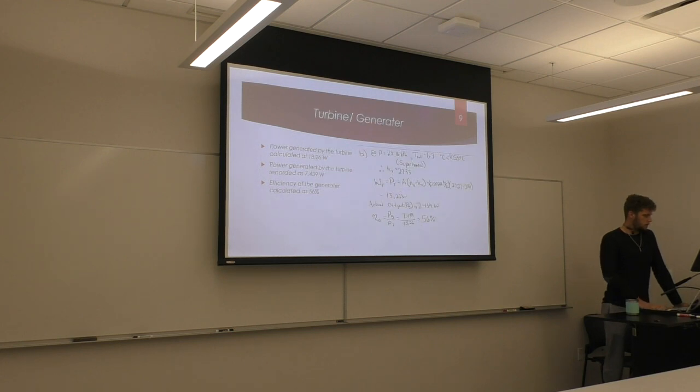For the turbine and generator, the power generated by the turbine was 13.26 watts calculated, but the power generated by the generator was only 7.439 watts. The efficiency of the generator calculated ended up being 56%. The fluid going in and coming out of the turbine was superheated.